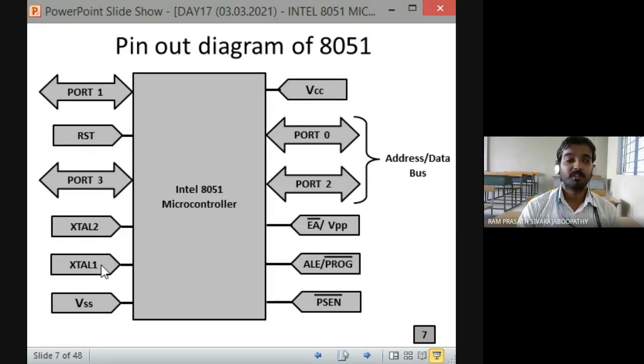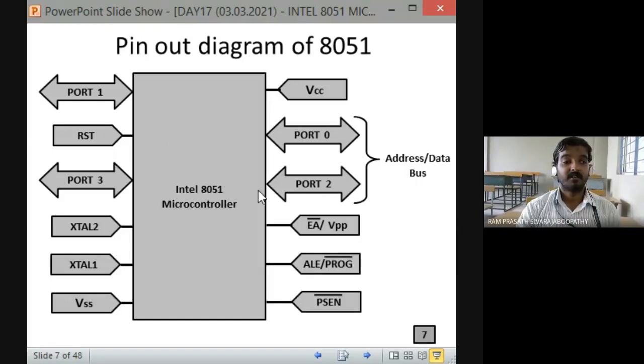Fine. What about the other 4 pins? To reset this 8051 microcontroller we need 1 pin, correct? Yes. Which pin? Yes, very good. RST. This RST pin is used to reset the microcontroller.